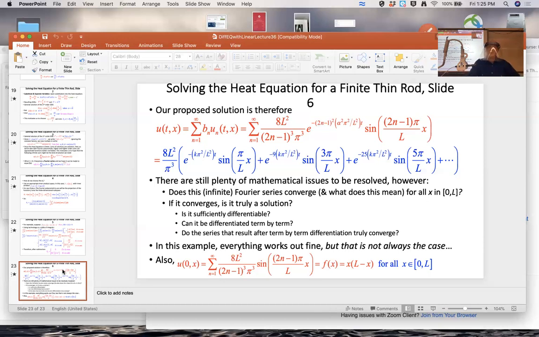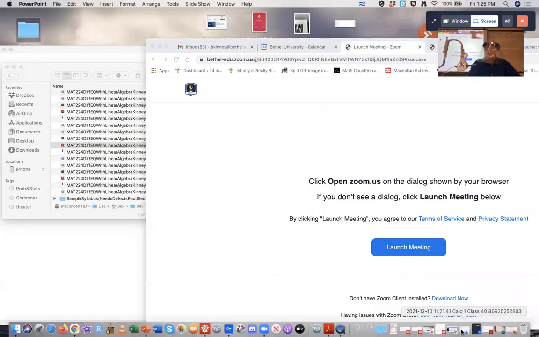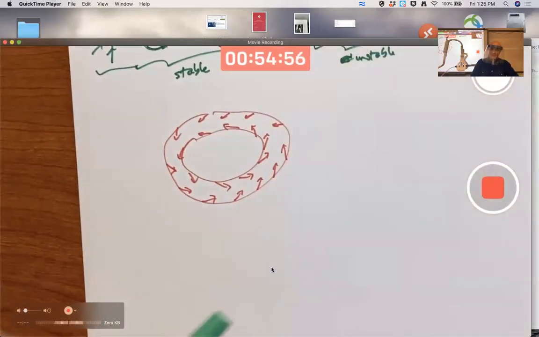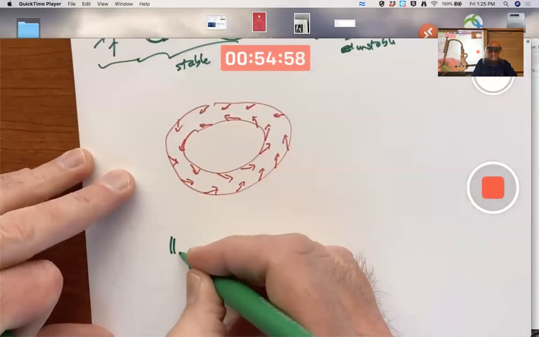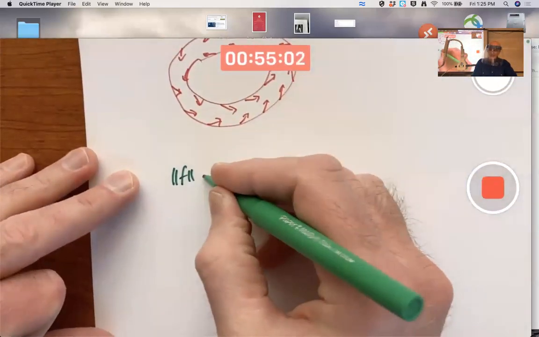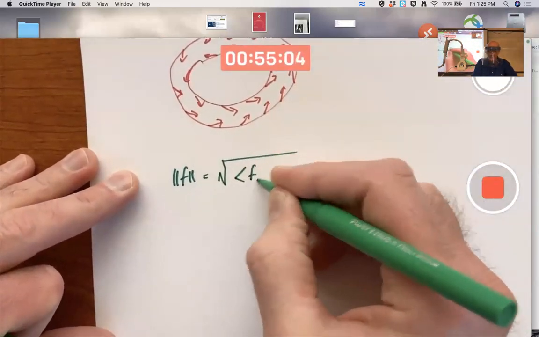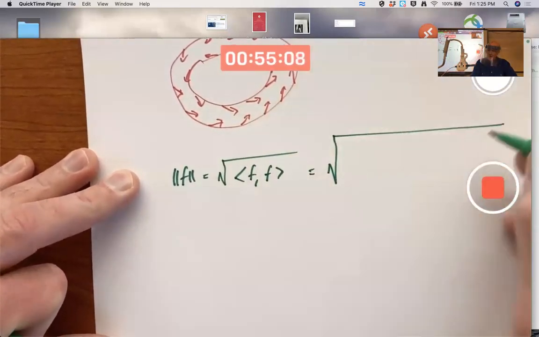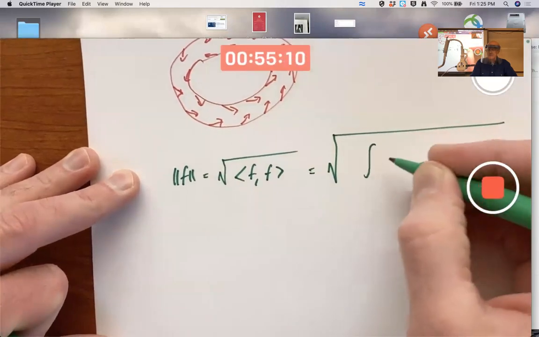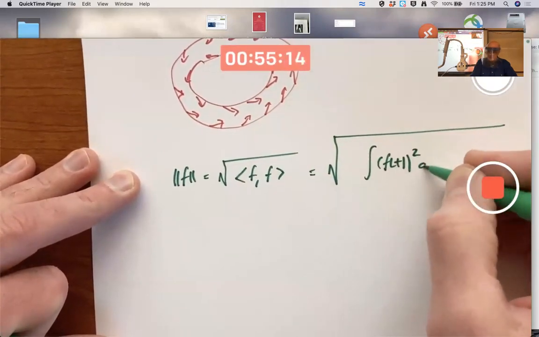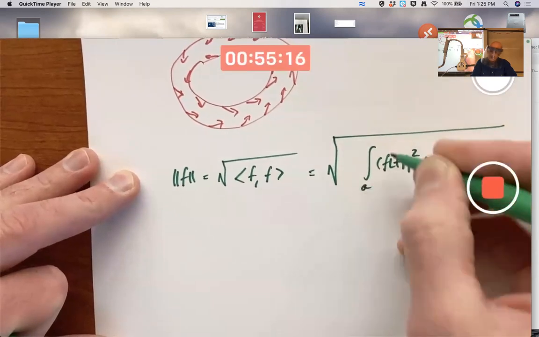By the way, I should mention also that when you talk about a norm of a function defined by an inner product, the square root of the inner product of the function with itself. And if the inner product is defined by an integral, that's going to be the integral of the square of the function over whatever interval you're talking about.